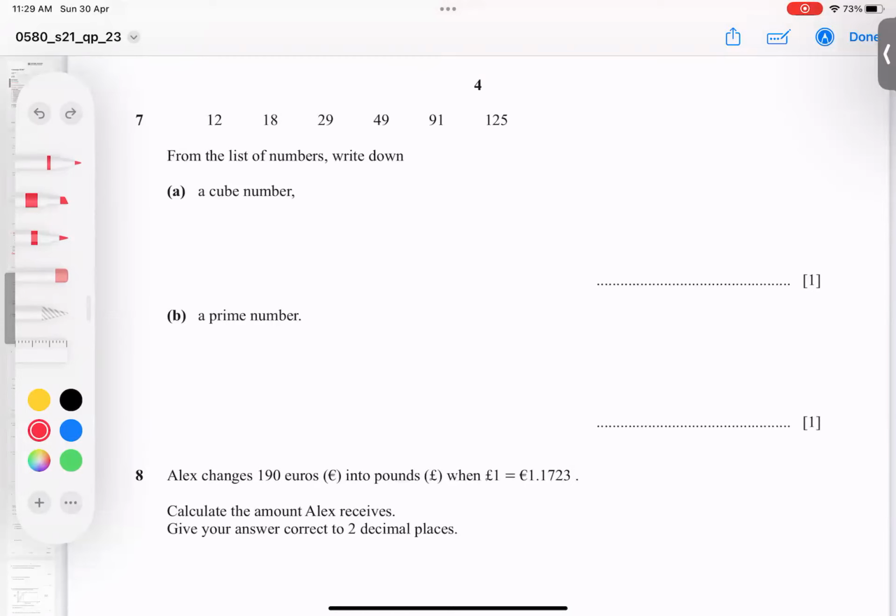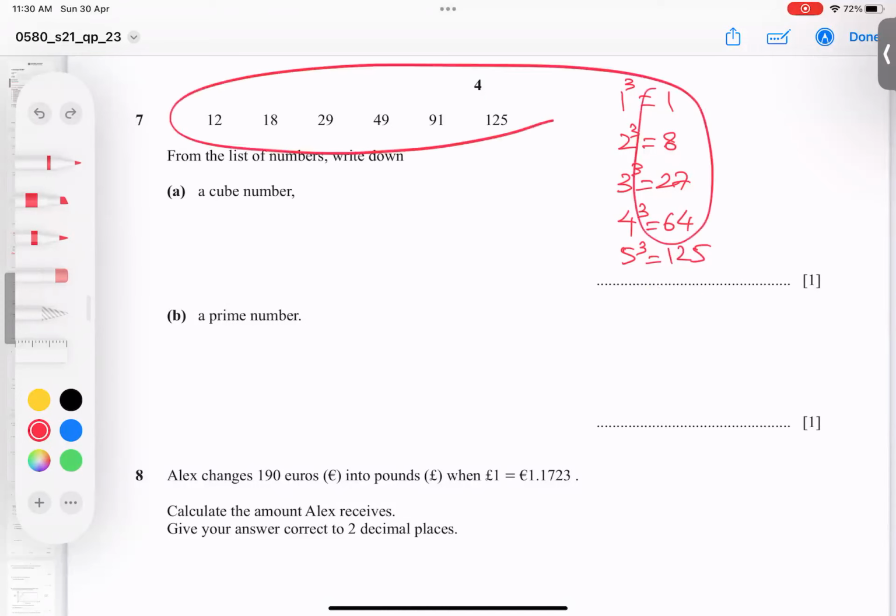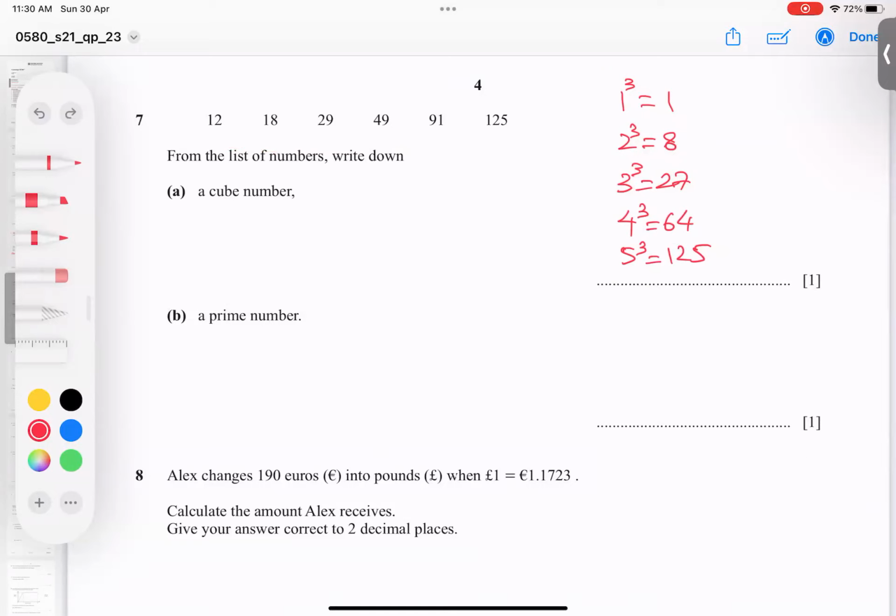Next, from this list of numbers, write down which is a cube number. What is the cube number definition? 1 to the power 3 is 1, 2 to the power 3 is 8, because 2 into 2 into 2. 3 to the power 3 is 27. 4 to the power 3 is 4 into 4 into 4, 64. And 5 to the power 3 is 5 into 5 into 5, 125. So the cube number is very clear: 125. Comparing the other numbers, the cube number is 125 for sure.